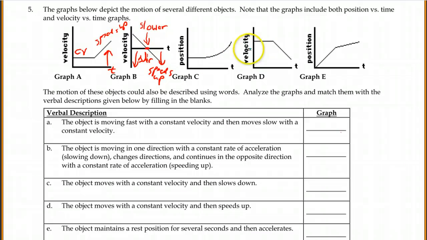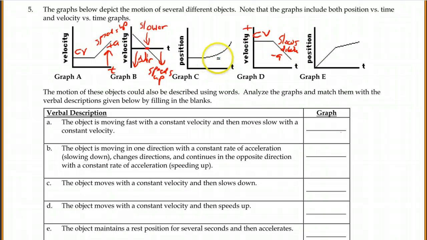Let me go look at D again, because that's also a velocity time graph. Flat line means constant positive velocity. It's in the positive section. And then trending towards 0 means slows down. Now that would indicate that we have a negative slope or a negative acceleration there. Over here we had a positive acceleration. It was a positive slope.